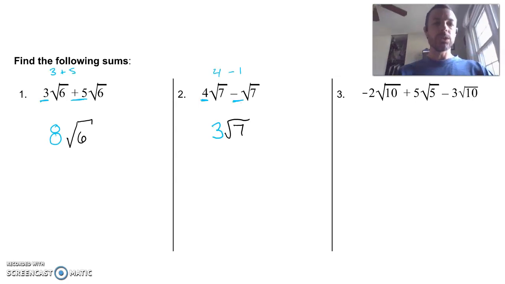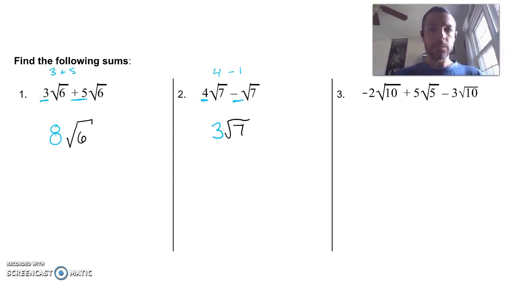For numbers 1 and 2, they are like radicals. We have the square root of 6 in the first one. We have square root of 7 in the second one. So we can add the coefficients, the 3 plus 5. I get my 8 square root 6. And then 4 minus 1. So remember that square root of 7 does have a coefficient of 1. So it becomes 4 minus 1, or 3 square root 7.